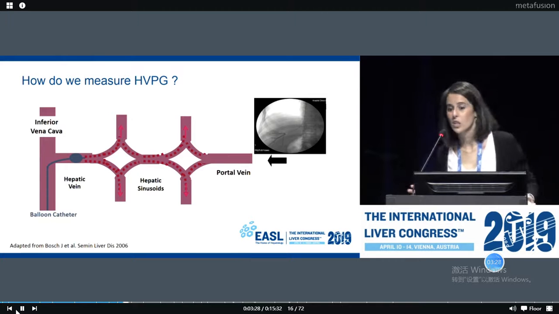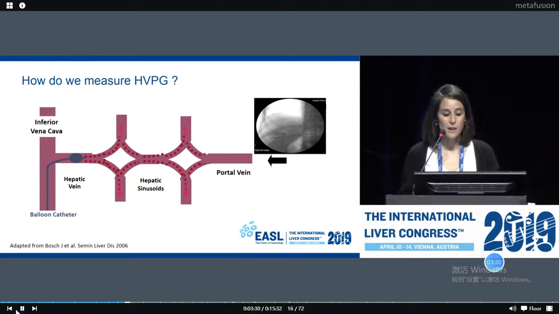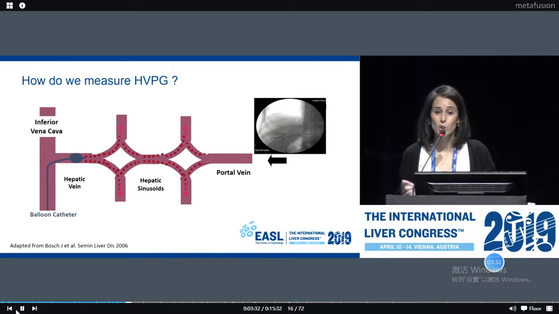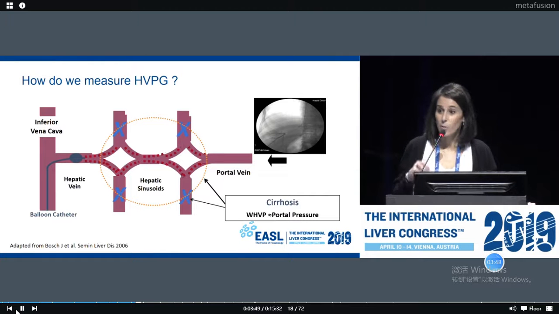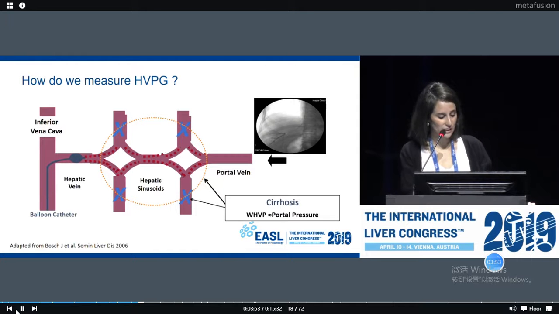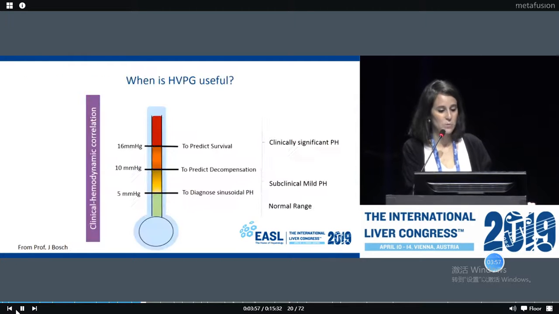In normal conditions, there is sinusoidal communication that will dissipate this pressure, but when we have liver cirrhosis, there is a disruption in this intrasinusoidal communication, and the wedge pressure will mimic the portal vein pressure. And the difference between the free and the wedge is the value that we give as HVPG.